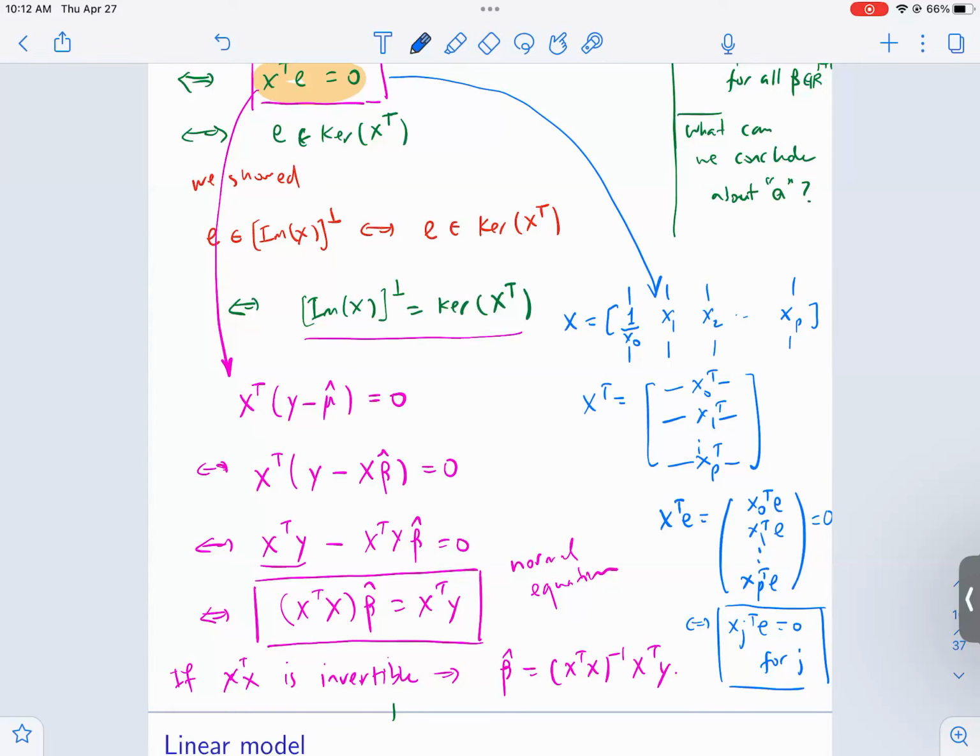This is good for us to use in our theoretical analysis, but in practice, you're going to solve this system of equations using more efficient techniques probably. You don't have to invert X transpose X, you just have to solve the system.